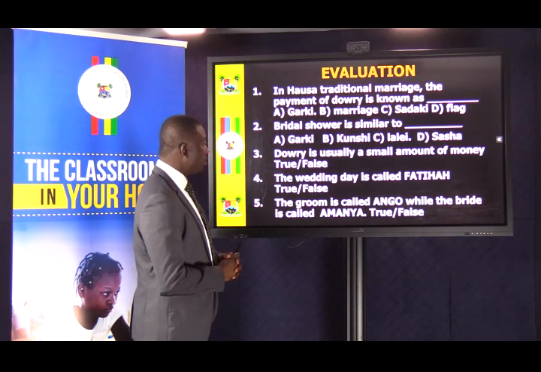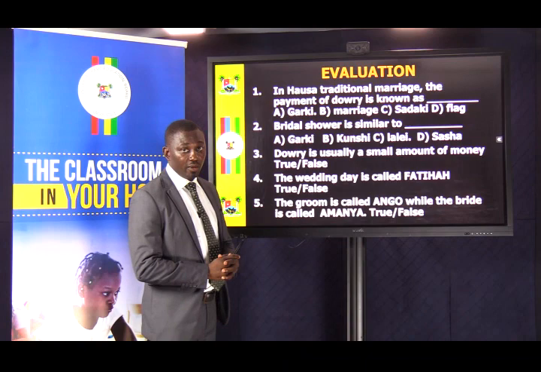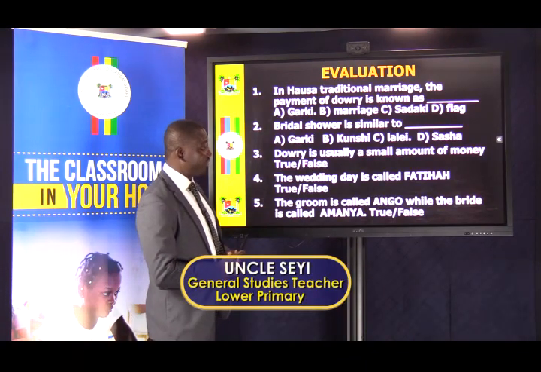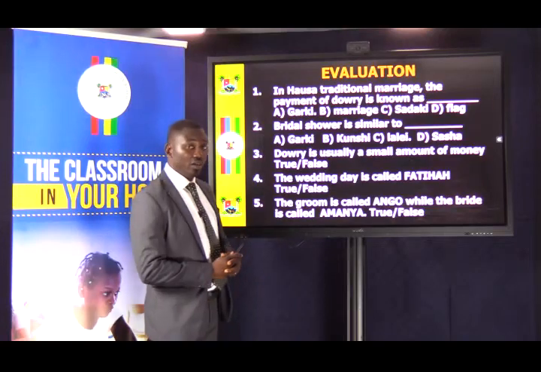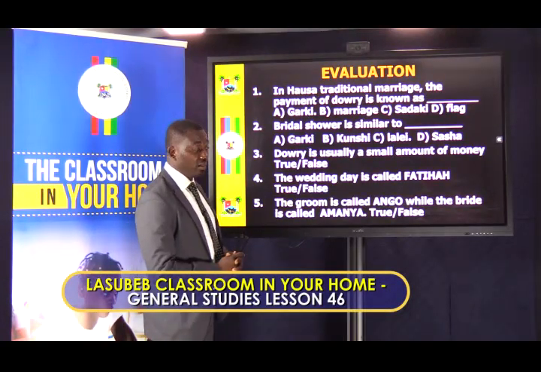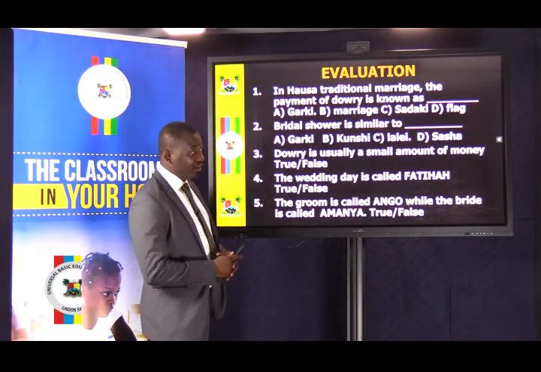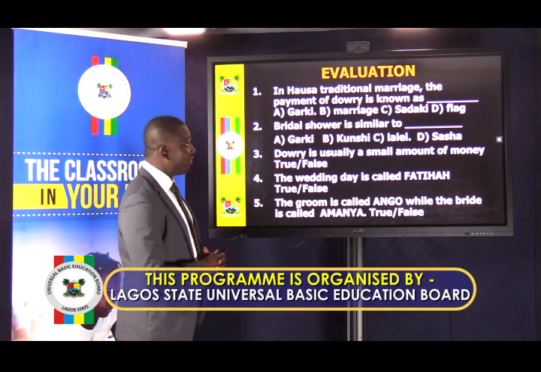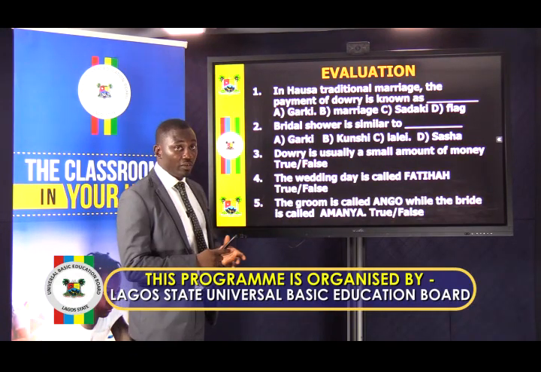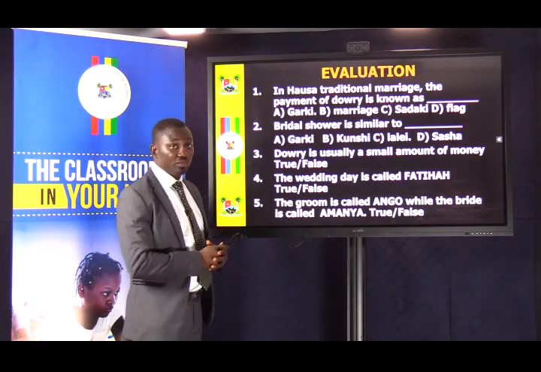The groom is called Ango, while the bride is called Amaya. Okay, I want to give you like 3-4 seconds to check your work before I give you the correct answers. All right, have you done that? Cross check. Now, while I give you the correct answer, if you get them correctly, if they are right, you put a tick, and if they are wrong, you cross.